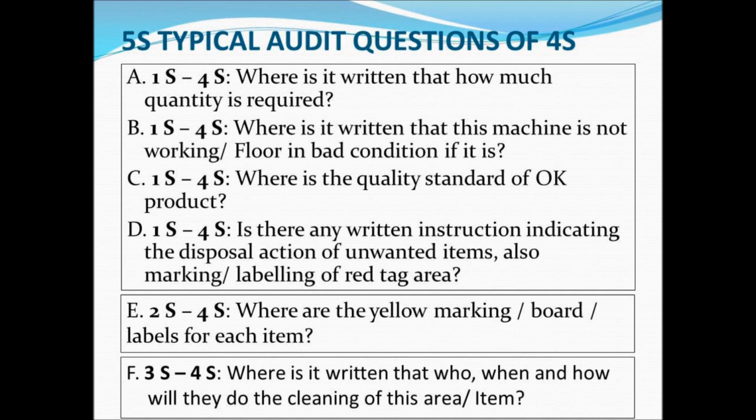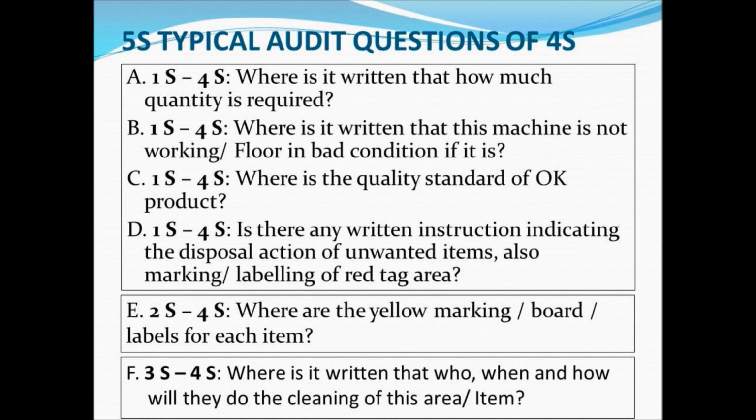So what is 4S of 1S? Which document tells you the quantity required? Which document tells you the red tag disposal procedure? Which document tells you the acceptance criteria of the material? This is the typical thing of 4S. Or in case of machines, on the floor, which signage tells you this floor is under maintenance, or this machine is under breakdown? That becomes the standard for a machine which is not working, a floor which is being repaired. So that is 4S of 1S.